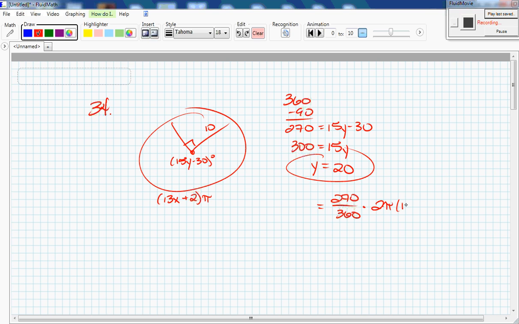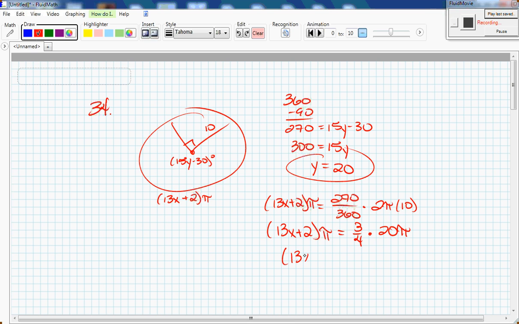R in this case is 10. So the arc length, which they're giving us as 13x plus 2 times pi, has to equal 270 over 360 times 2 times pi times 10. So what we have is 13x plus 2 times pi equals 3/4 of 20 pi. Now the reason we're going to leave it in terms of pi is because now that we have factors of pi on both sides, they will cancel.